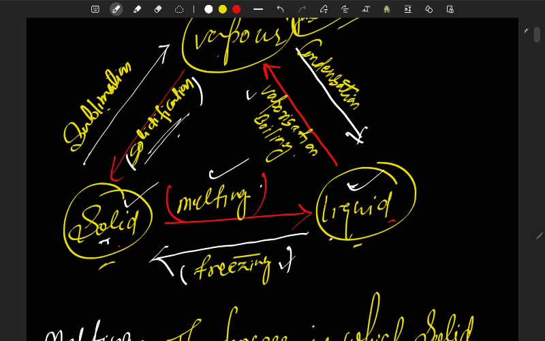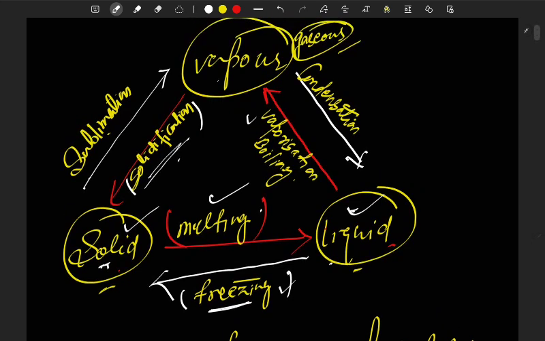And now suppose I come in reverse. Suppose liquid is going to convert into solid. The process in which liquid converts into solid is called freezing. Like we freeze ice in the fridge. In that, the liquid is going to convert into ice. So that process is called freezing.